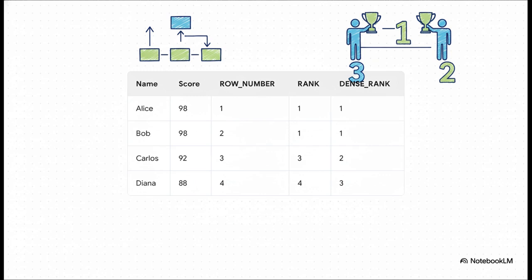So look, ROW_NUMBER just gives every single row a unique number, even when scores are tied, like with Alice and Bob. Now RANK is a little smarter. It handles the tie by giving them both rank 1, but then look what happens. It skips rank 2 and jumps straight to 3. But DENSE_RANK is often exactly what you want. It also handles the tie, but it doesn't leave a gap. It moves right on to rank 2. This is absolutely perfect for leaderboards.